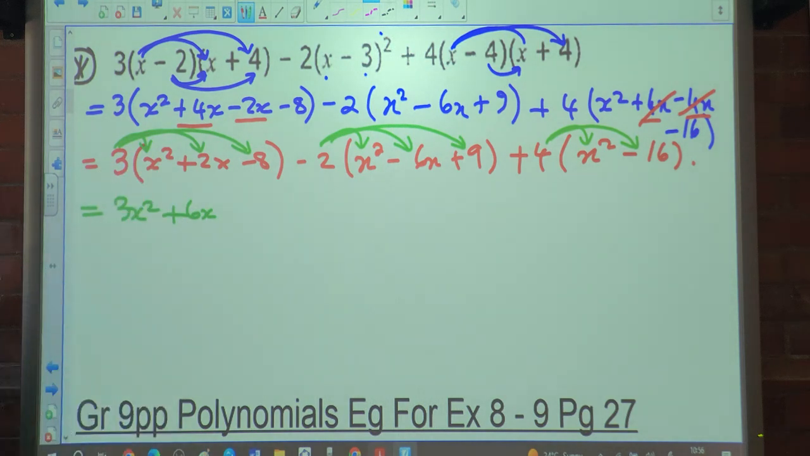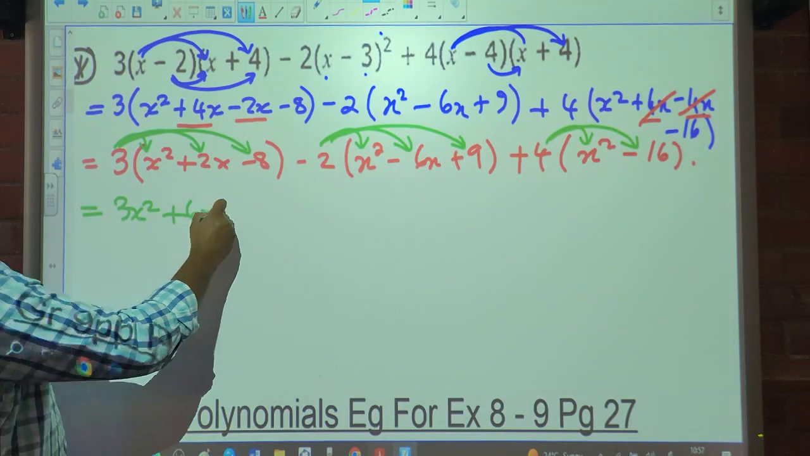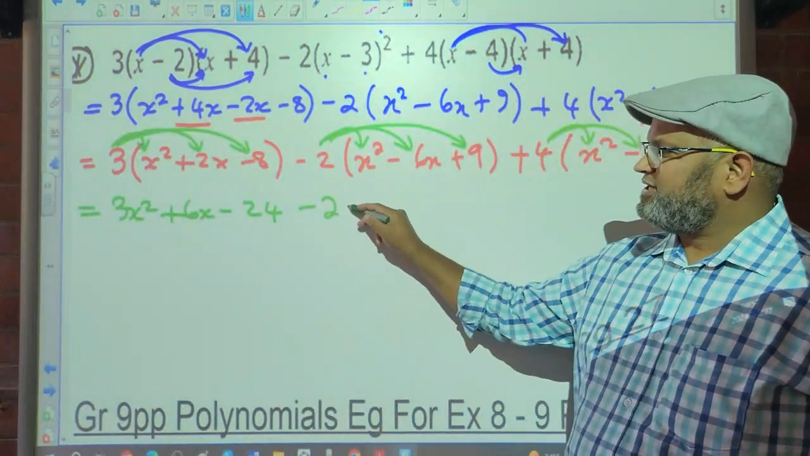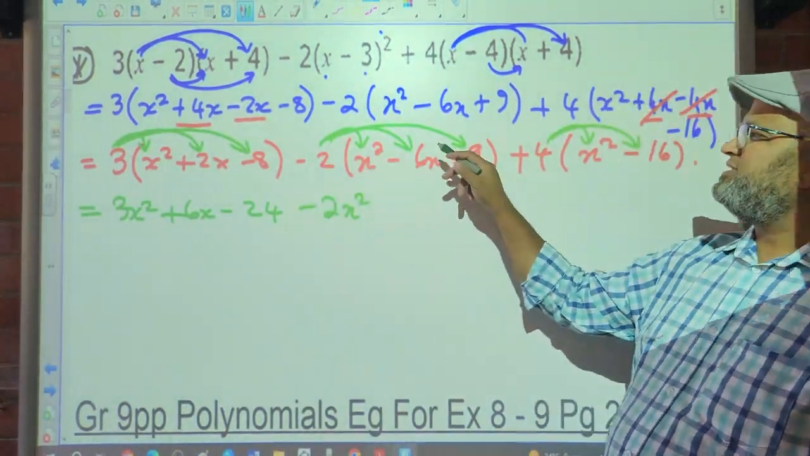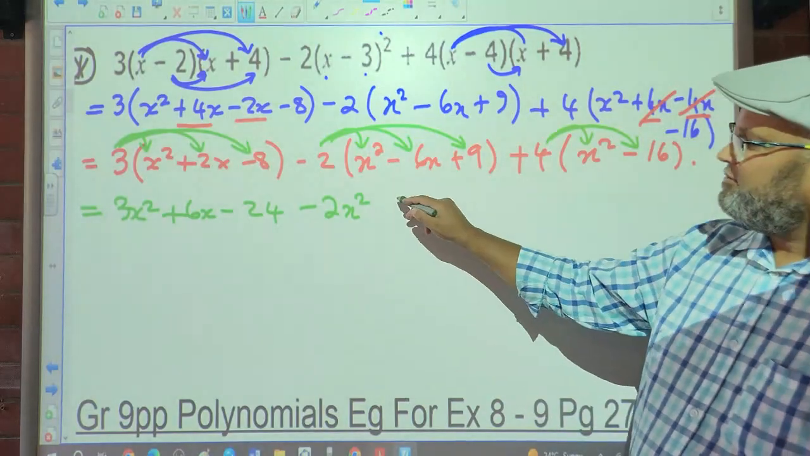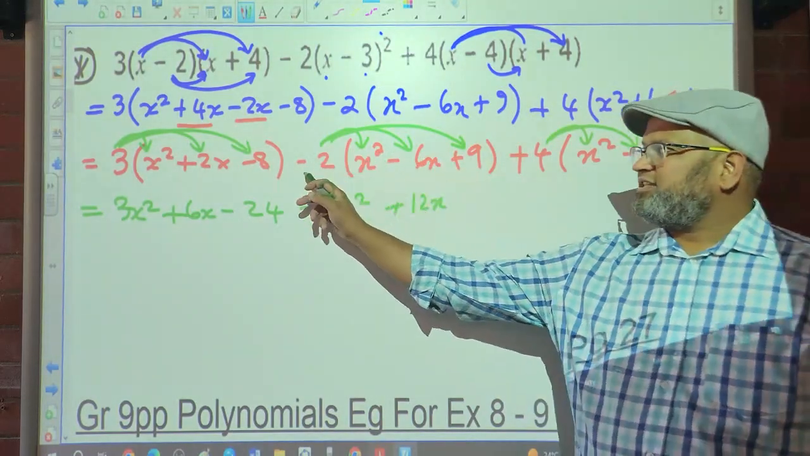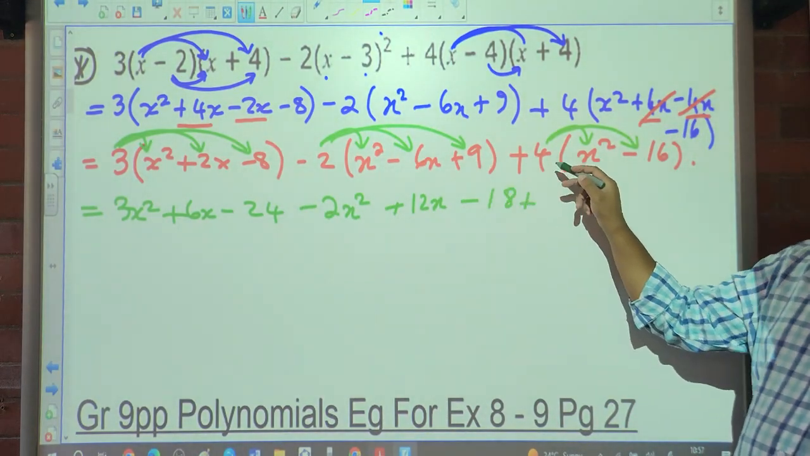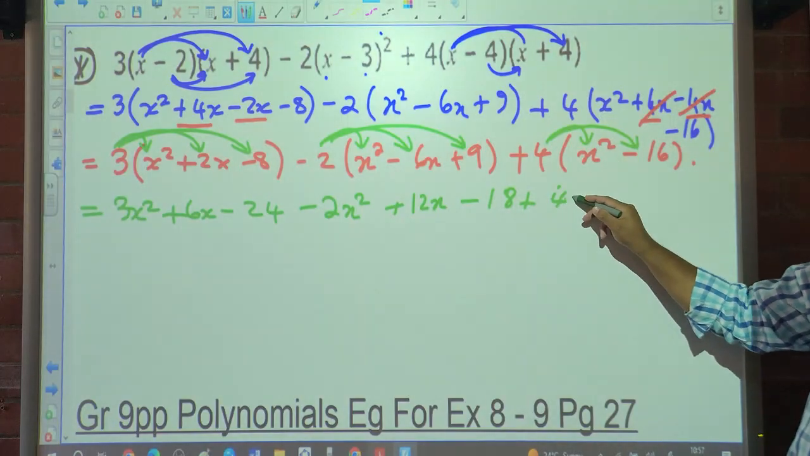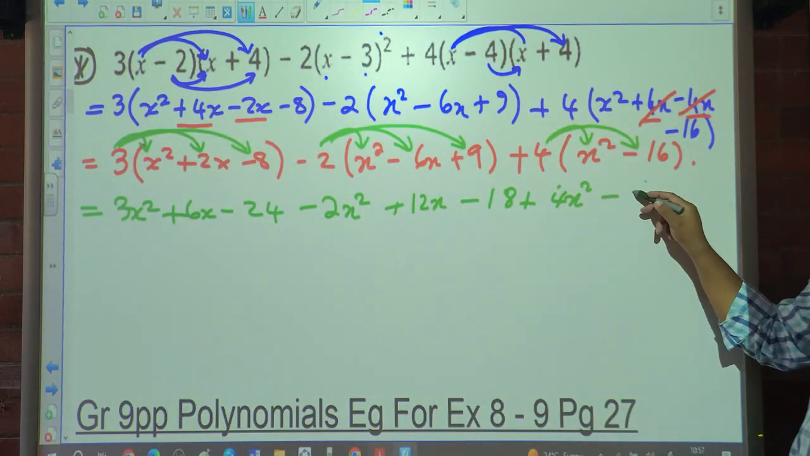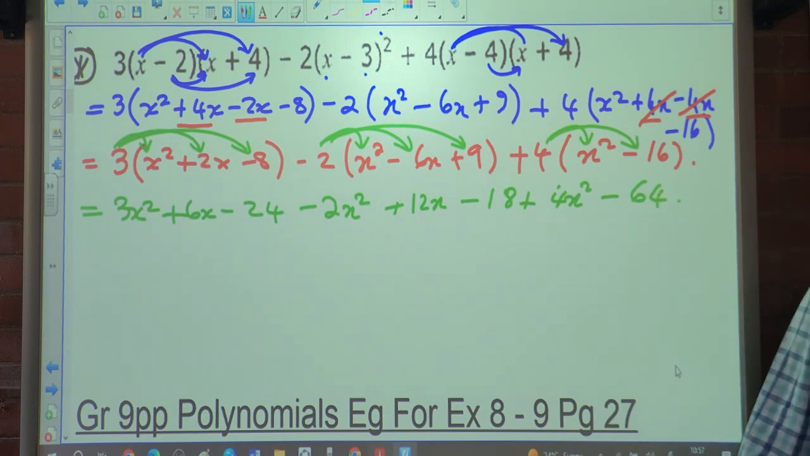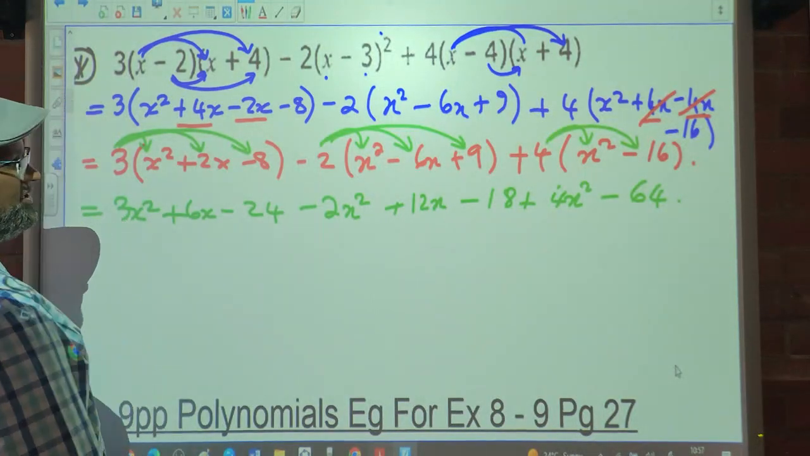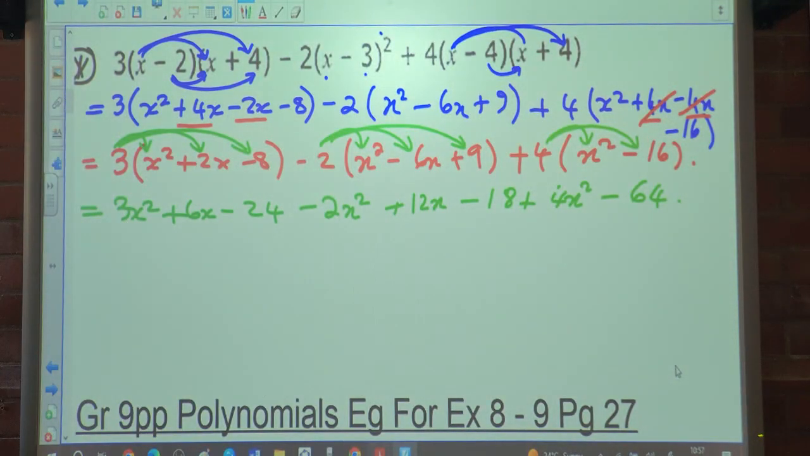What is 3 times negative 8? Negative 24. What's negative 2 times x squared? Negative 2x squared. What's negative 2 times negative 6x? Positive 12x. What's negative 2 times positive 9? Negative 18. Plus 4 by x squared, 4x squared. 4 by negative 16, negative 64. So what do I do now? Group like terms.